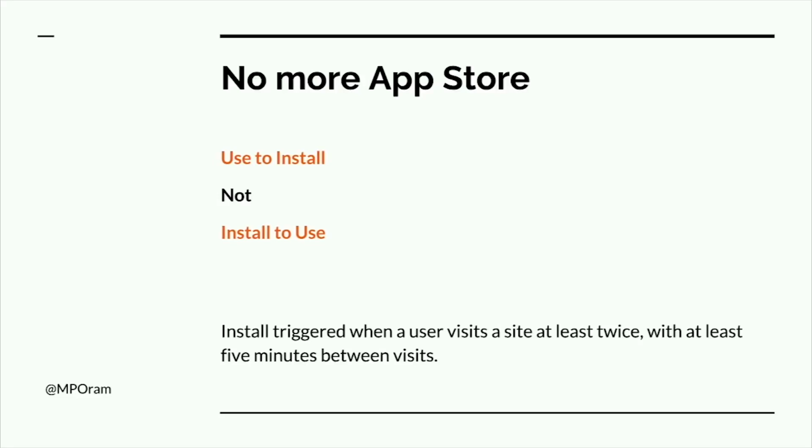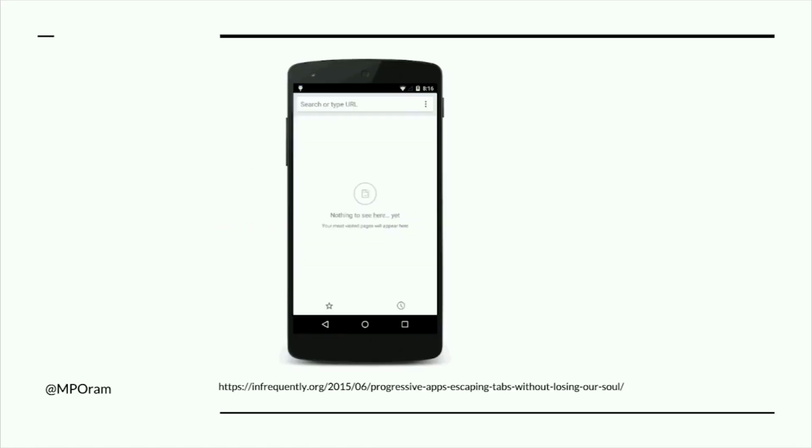Basically, in order to trigger the PWA install in the background, you have to be considered what Google coined as a regular user. Now, what they consider regular users are if you visit a URL or an application at least twice with at least 5 minutes in between. Now, I don't know how regular that actually makes you, but that's the current definition.